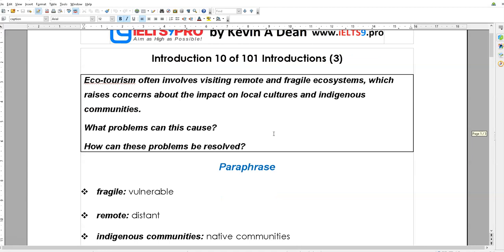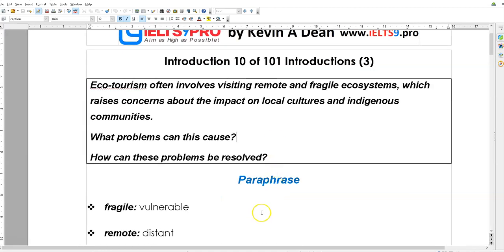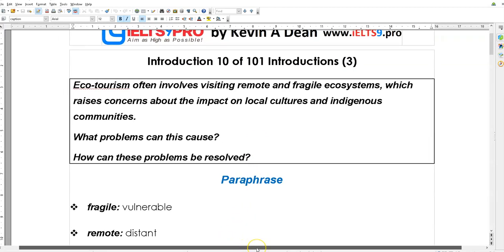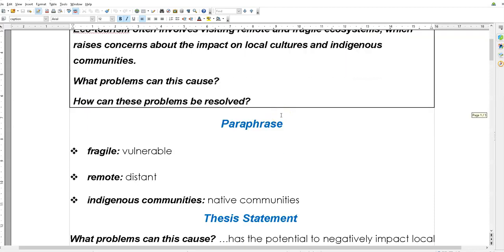I'll just make this a little bit larger. Okay, so this was an interesting one. Ecotourism often involves visiting remote and fragile ecosystems, which raises concern about the impact on local cultures and indigenous communities. Two-part question: what problems can this cause? How can they be solved?